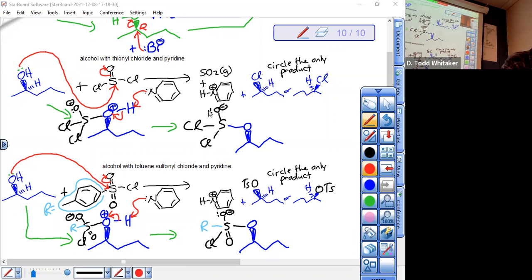Resonate down, kick off Cl minus. Resonate down, kick off, well, that's a bad arrow. Resonate down, come on, I had my hand on the screen. Resonate down, kick off Cl minus. So here's where the exactness ends. They're exactly the same up until this point.